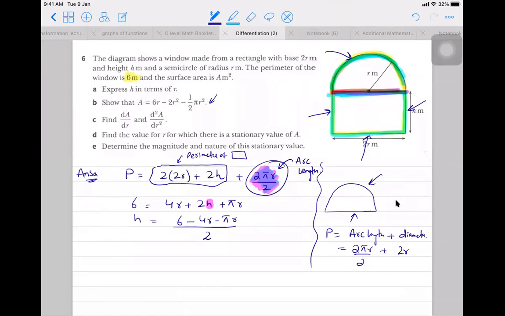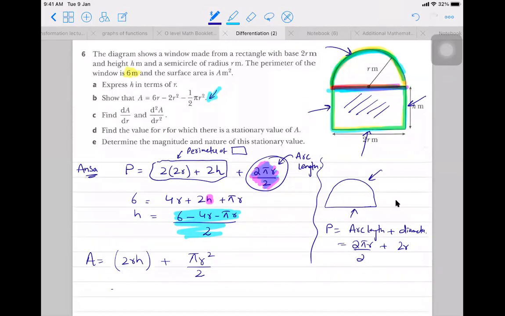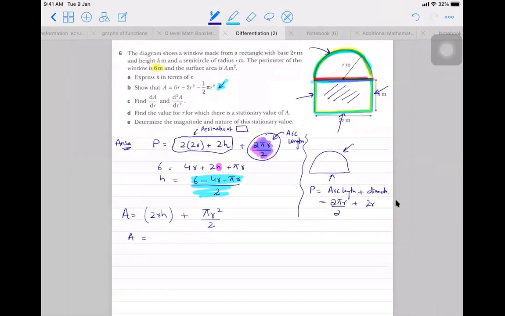Okay, so now I'm going to use this expression of h and plug it in to find the area. Area for this figure is going to be the area of the rectangle, that is 2r multiplied by h, plus the area of the semicircle, that is pi r square upon 2. Is it okay? Is everything clear up to here? Is it clear? Yes.